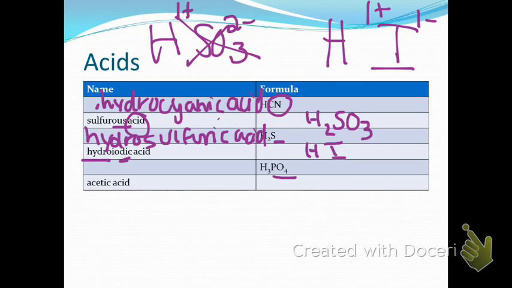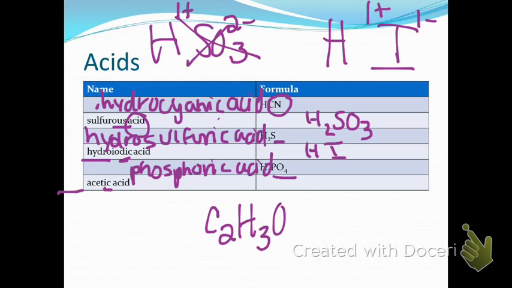The next one, PO4, is phosphate. If it's an ate, it changed to ic. Now, a lot of students will tell me it's phosphic acid, but that just sounds terrible, so we add an extra syllable, and we get phosphoric acid. The last one, acetic. It ends in ic. There is no hydro, so it came from ate. Acetate was C2H3O2-. Put an H in the front for the acid, and I end up with HC2H3O2.